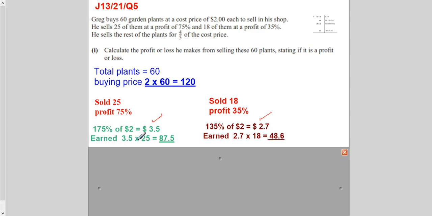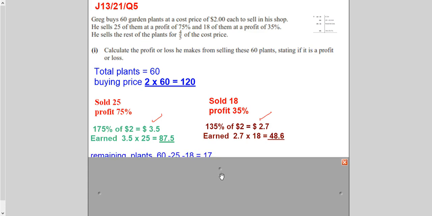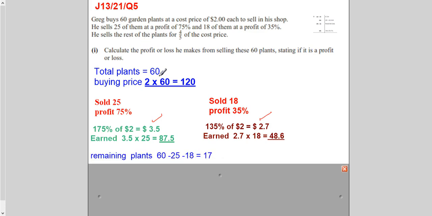So 3.5 into 25 is 87.5, right? So he received at the end 87.5. So when he sold 25 plants, he received $87.5. Here, because the price was 2.7 now, and he sold 18 plants, so he received altogether 48.6. Now the rest of the plants, the remaining plants, are 17 now. From the total, we have subtracted these.